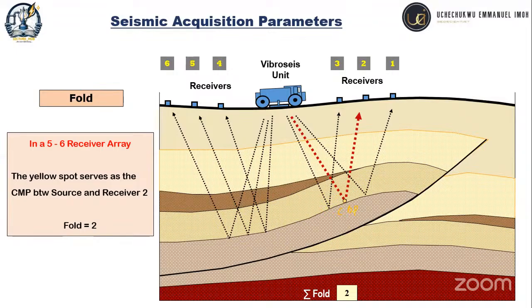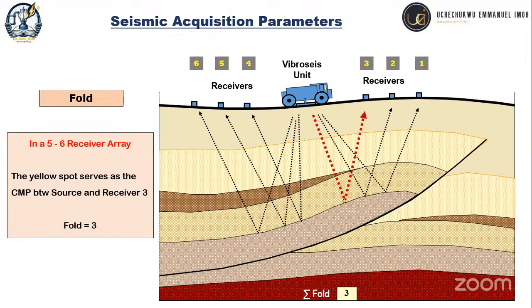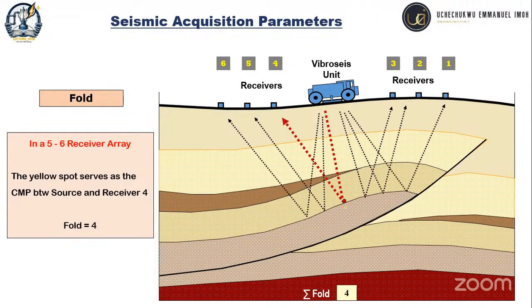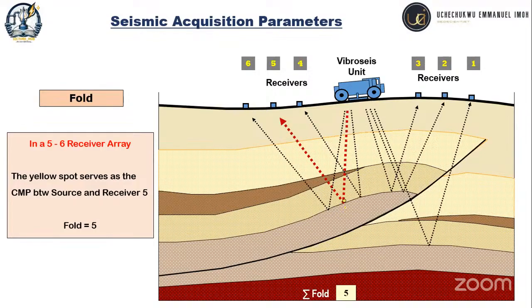And now receiver 2 is now imaging the same spot, this CDP. Okay, so that means the second receiver is imaging this spot. When the vibrocyte stroke moves to a third location, a third receiver is now imaging the same what? The same spot on the subsurface. So this continues for the fourth receiver, fifth receiver, and then the sixth receiver.